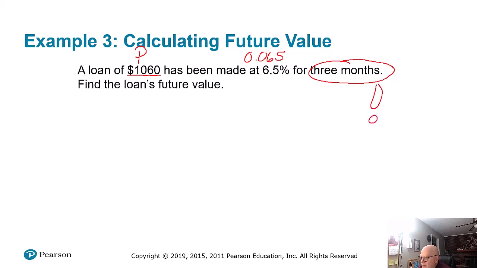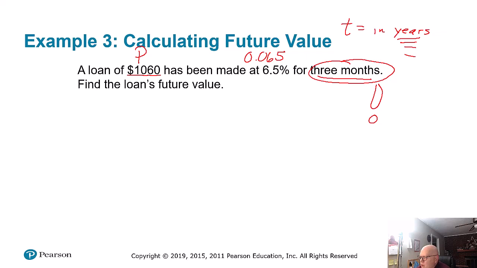Okay, watch out. 3 months. Remember what the other one said? It was the time in years. T is in years. Make sure you put that in red or something flamboyant in your notes.